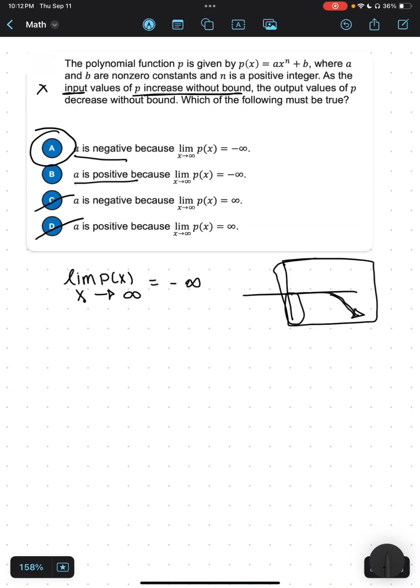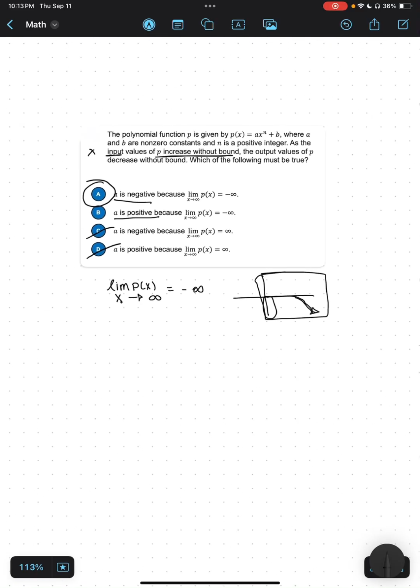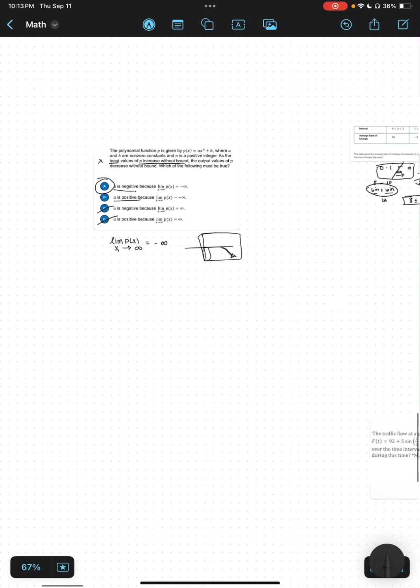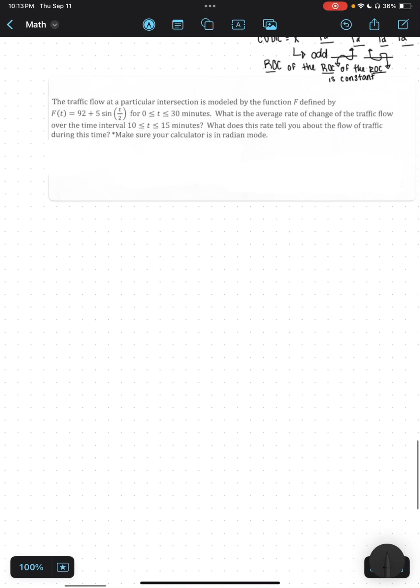It is negative. A is negative because as x increases without bound, the limit of p of x is negative infinity. All right? And that's the answer for that one. And then moving on to our last question.